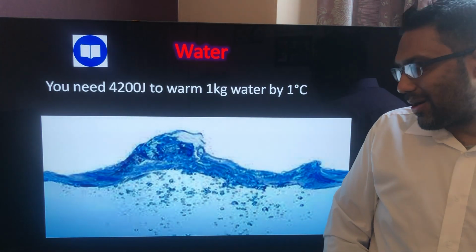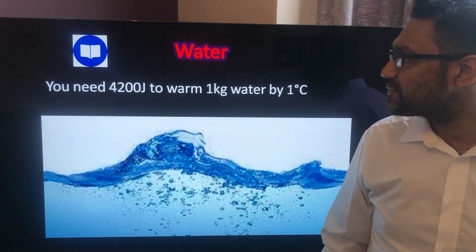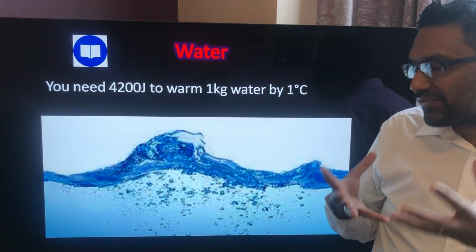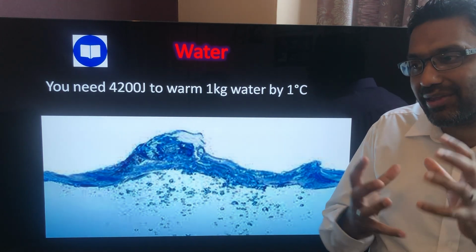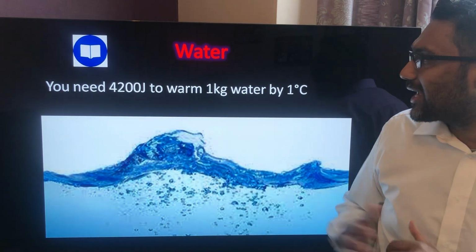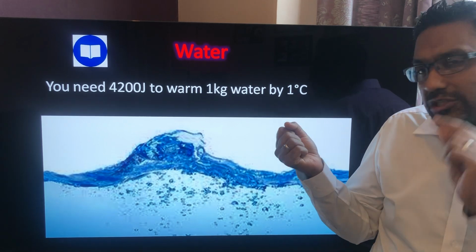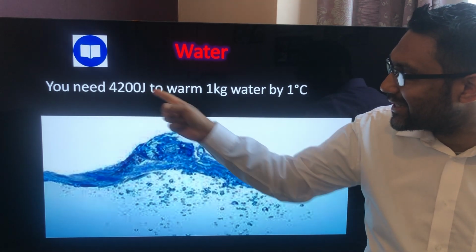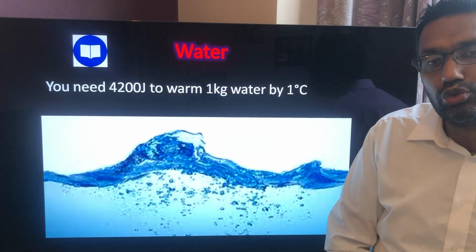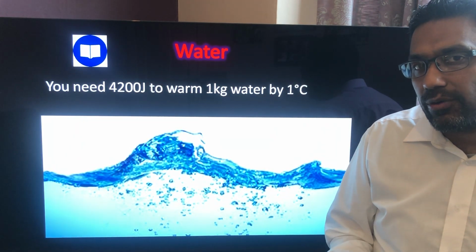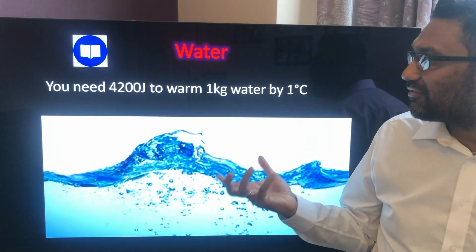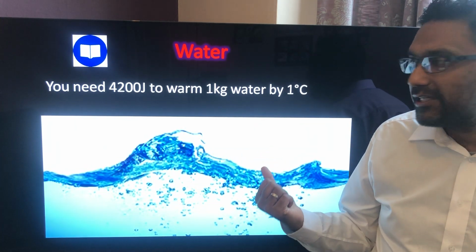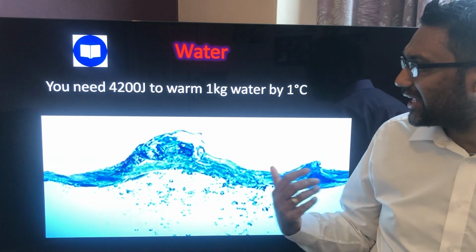Now, let's just talk about what this actually means then. Specific heat capacity is the amount of energy you need to make something's temperature go up by 1 degree Celsius. But that something has to be exactly 1 kilogram. So if I get a kilogram of water and I want to warm it up just by 1 degree Celsius, I need to put in 4,200 joules worth of energy. Now, here's the thing. 4,200 joules of energy is a lot of energy. Water has a very high specific heat capacity because it's very hard to get it hot.